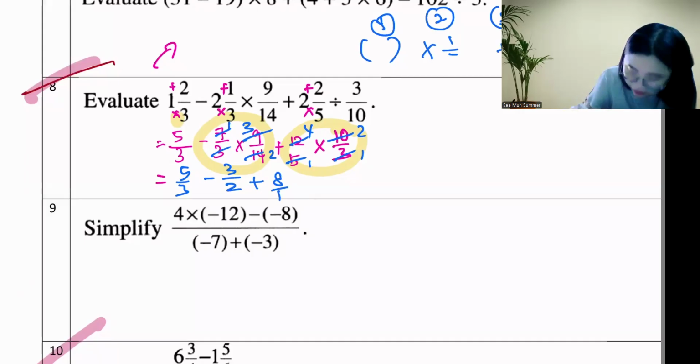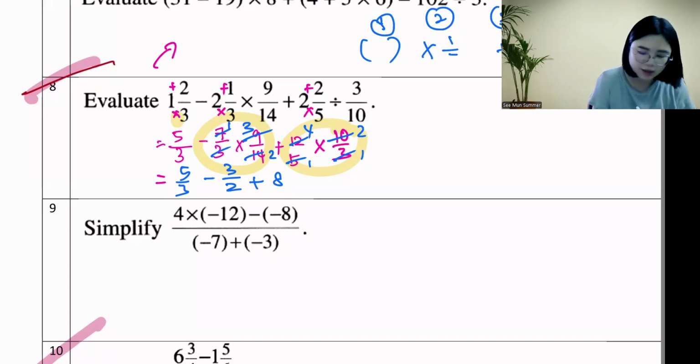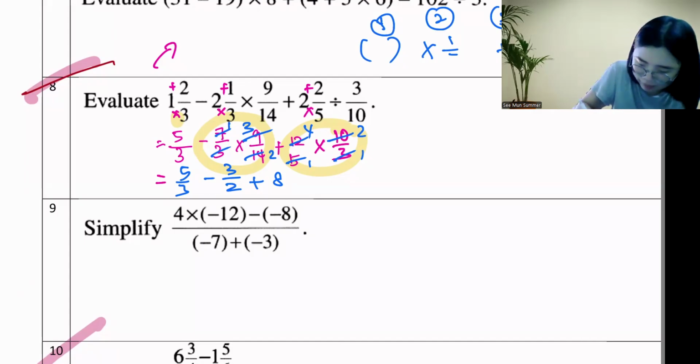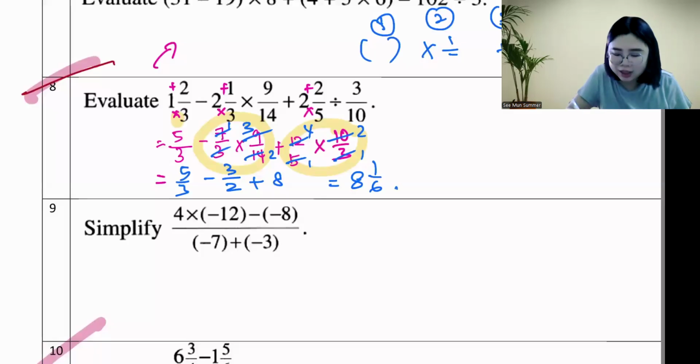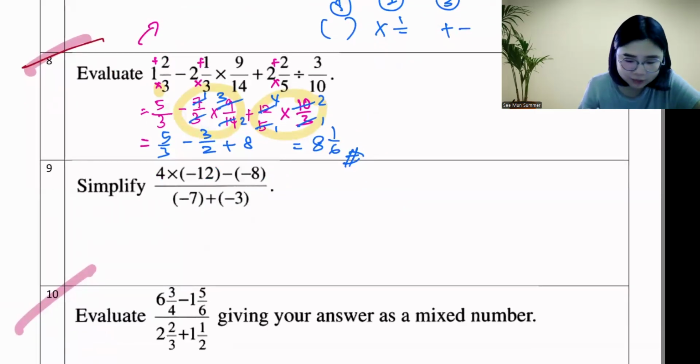So now only you can press the calculator, or you can change. But I'm lazy, I will press the calculator. 5 minus divided by 3, 3 over 2 plus 8. And then the answer will be 8 and 1/6. Okay, so the answer normally we have to end with a mixed number. Cannot put it in improper fraction. Okay, so far understand?